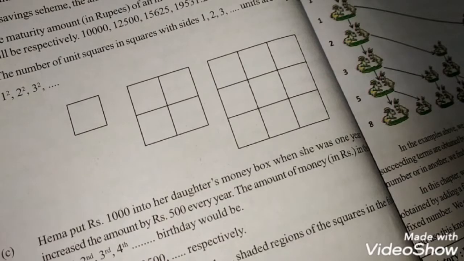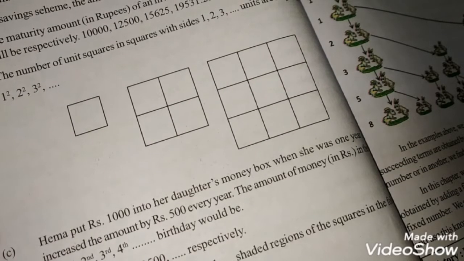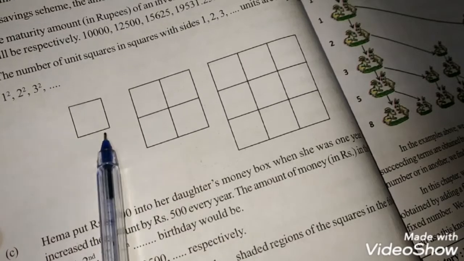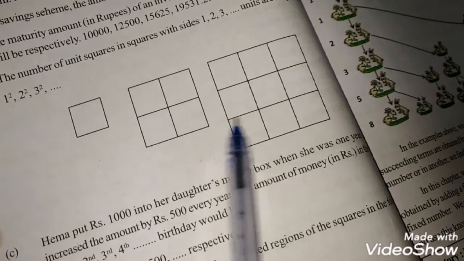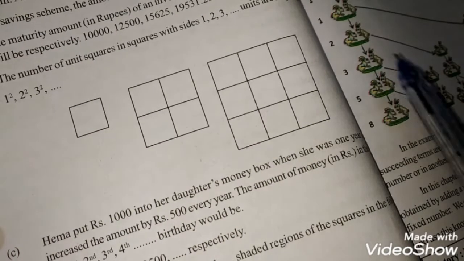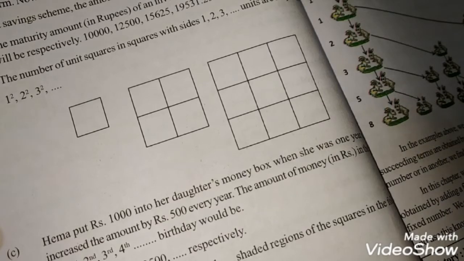See here. Let's see this example. Here we have 1 square. And next we have 4. And next we have 9. What is the next pattern?